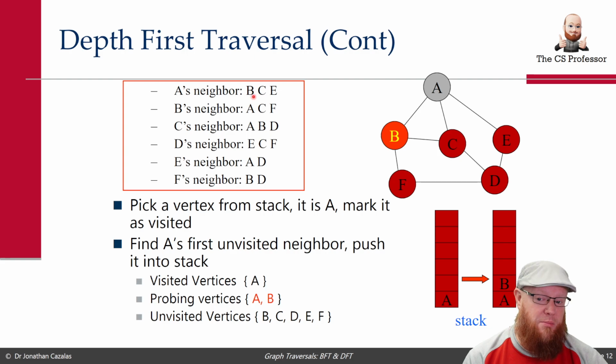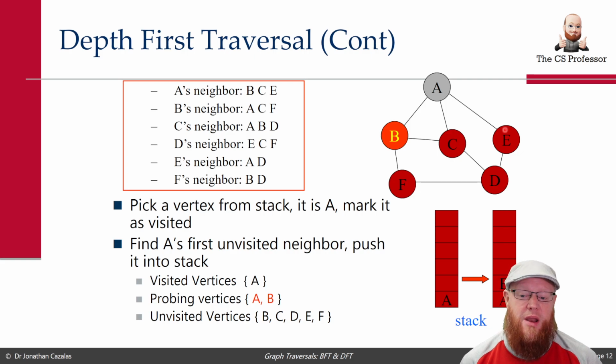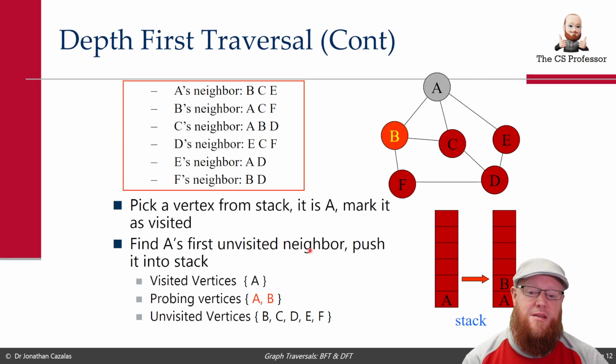The answer is B. Find A's first unvisited neighbor. So the neighbors of A are B, C, and E. All of them are unvisited. Which is the first unvisited? In this case, we're going to do it alphabetically. You're going to write your own algorithm, but in this case, we're going to do it alphabetically. A has 3 neighbors. Let's choose the one that is, of course, unvisited, that is lexicographically the smallest, alphabetically the smallest. So A's first unvisited neighbor, which is B, we're going to push it into the stack.